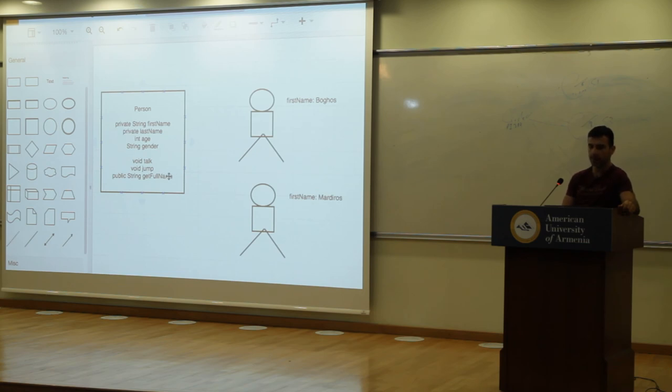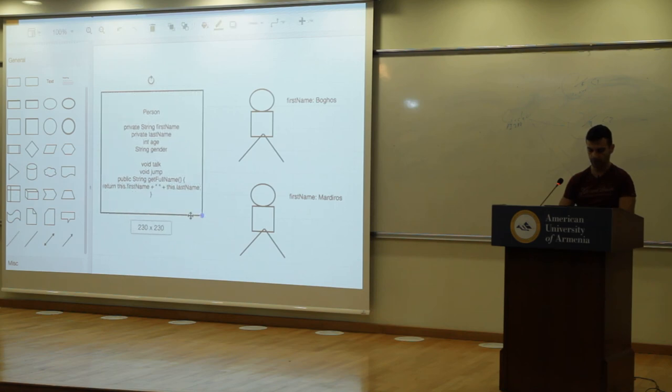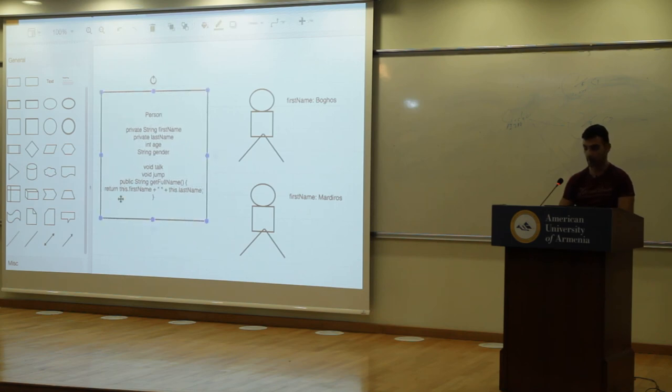How would you implement get full name? No one talk on this section. How would I implement get full name? What is get full name? Okay, so it's a function. What's your full name? It's your first name and your last name stuck together, right? So return this.firstName plus some string plus this.lastName. Sorry for the formatting, but I think you get it, right?